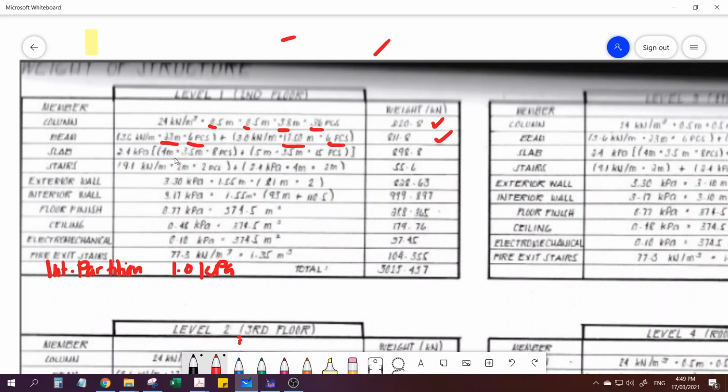For slab, slab is 2.4 kPa because that is basically 100 mm. Let's say this is your slab. Ang thickness mo is 100 mm, tapos meron kang 24 kilonewton per cubic, 'di ba? So 24 kilonewton per cubic meter times 0.1. So that is 2.4 kilonewton per square meter or kilopascal. So kaya 2.4 kilopascal yan.